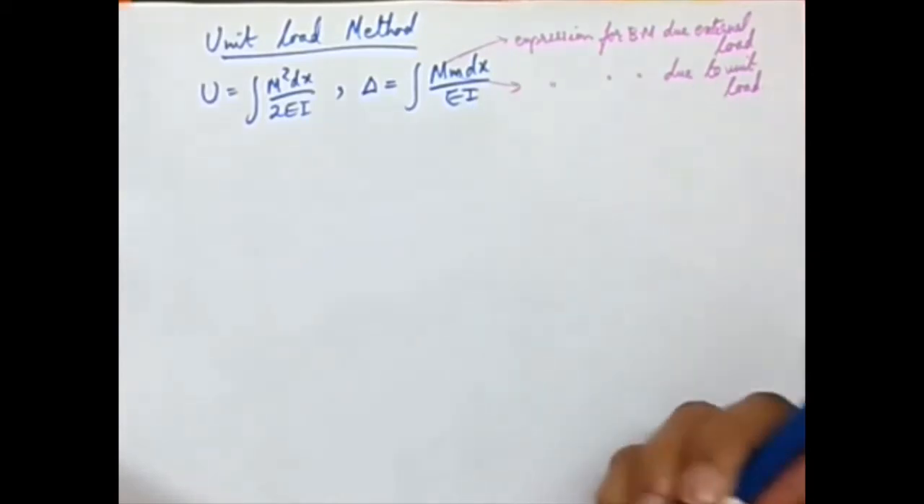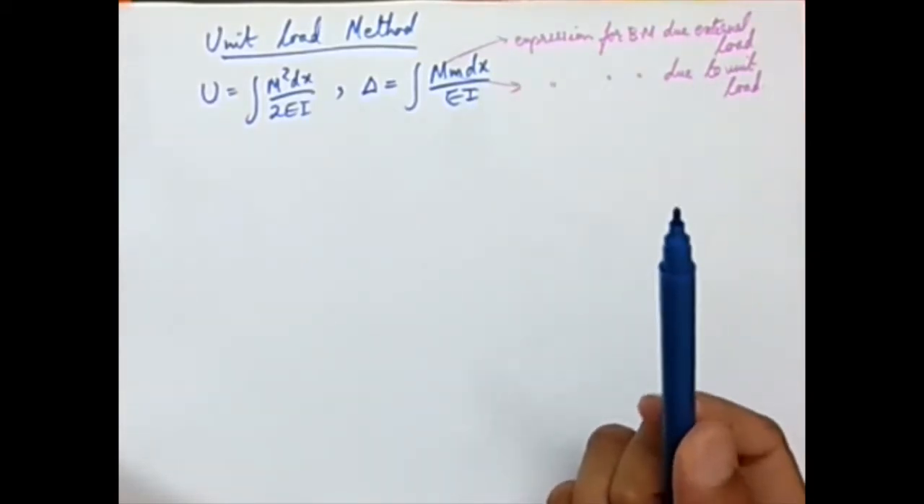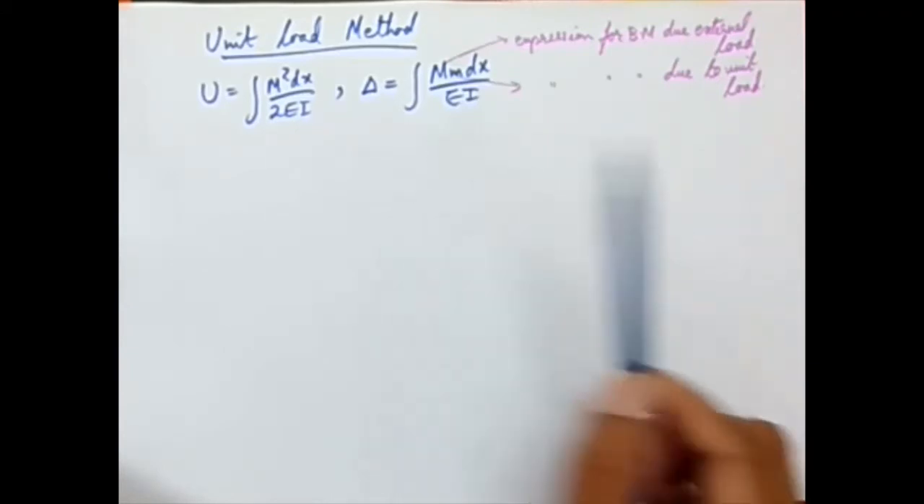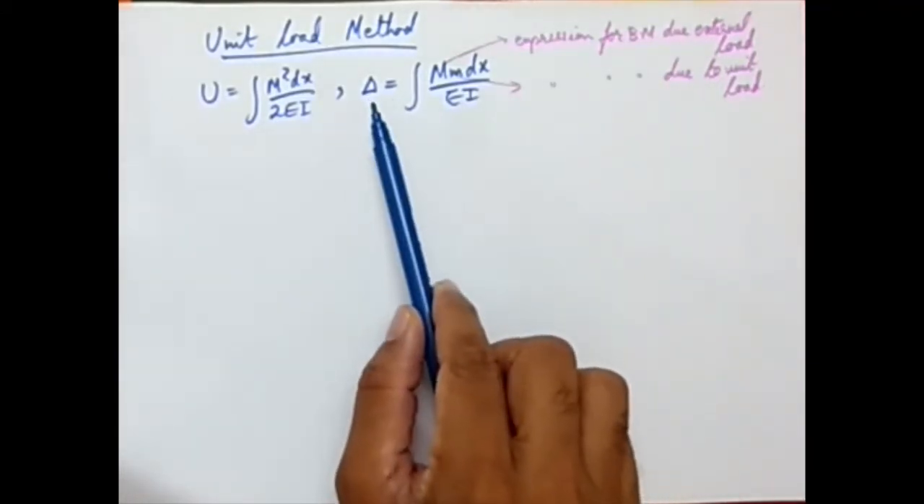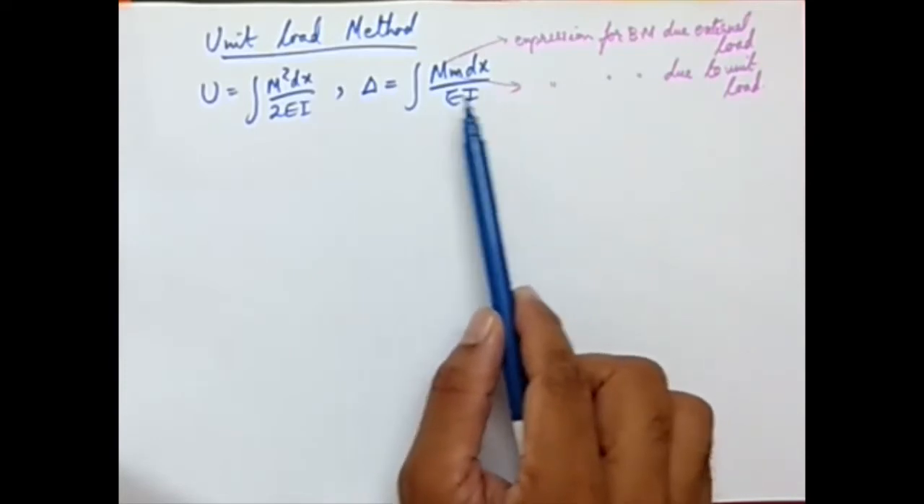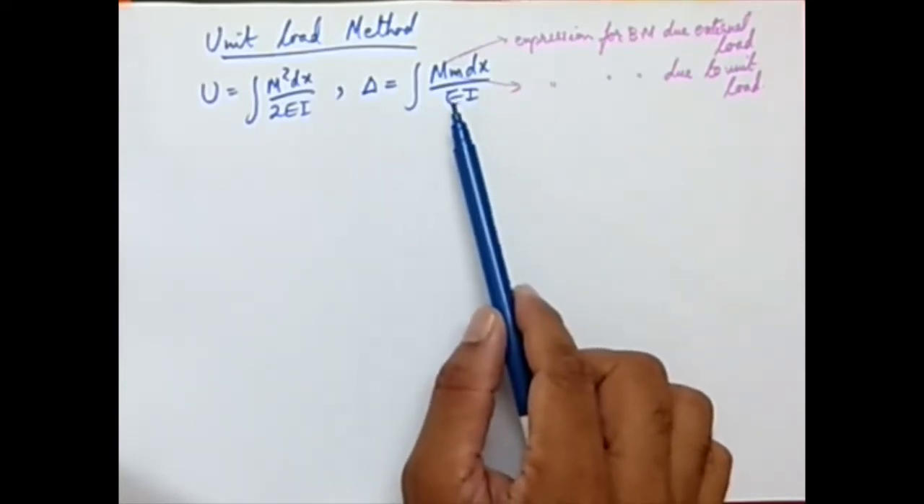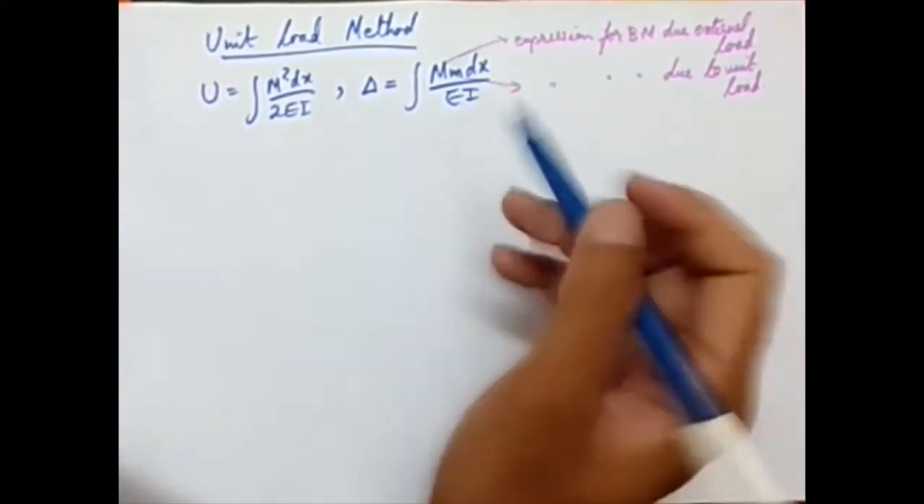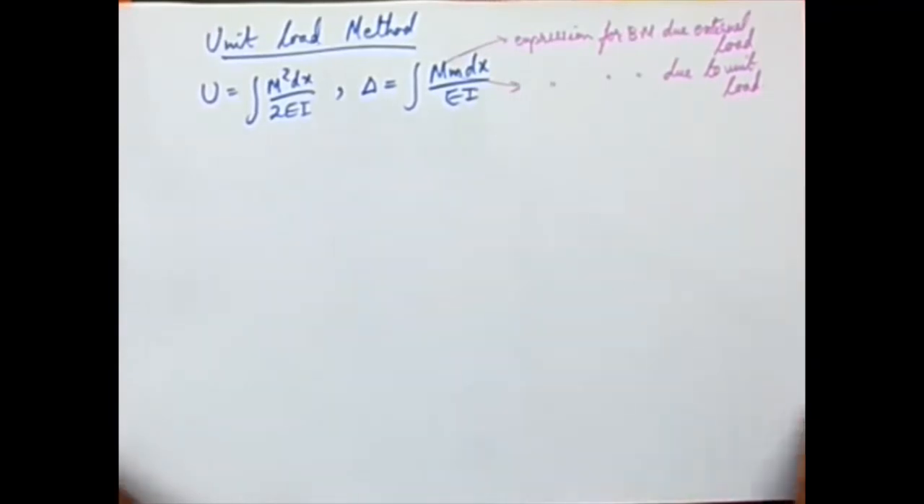If the unit load we are considering is a force of 1 kilonewton, then we are going to get deflection in the direction of the unit load. If we are considering a unit load as a 1 kilonewton meter moment, we are going to get a rotation. So we need to get a clear picture about the type of unit load we are going to apply.